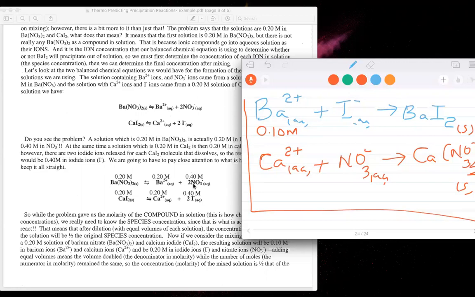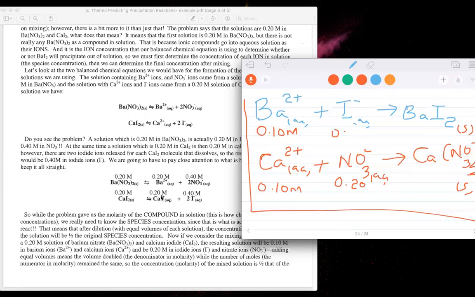What will be the concentration of nitrate? Before I mix, it was 0.2, so it's going to be 0.20, half of what I had initially before I mixed. I've mixed everything. For calcium, it is 0.10, half of what I had. For iodide, it is 0.1, not 0.2.